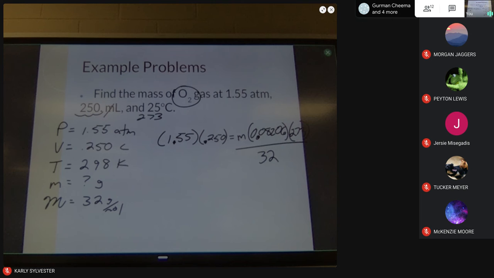Like I said, that's one of the crappy things about this: they're always going to slide in some milliliters or something like that, and it's going to cause you to get an answer that's close, but not exactly perfect.